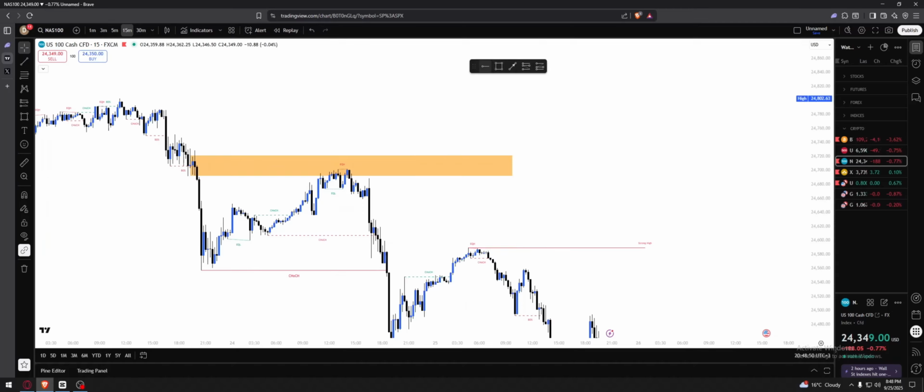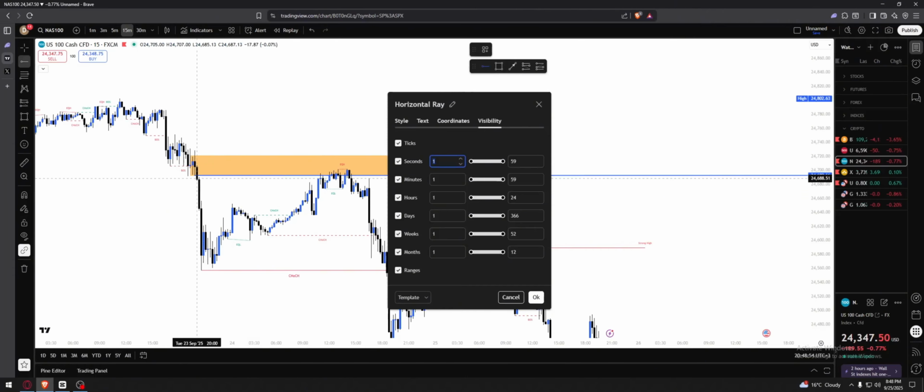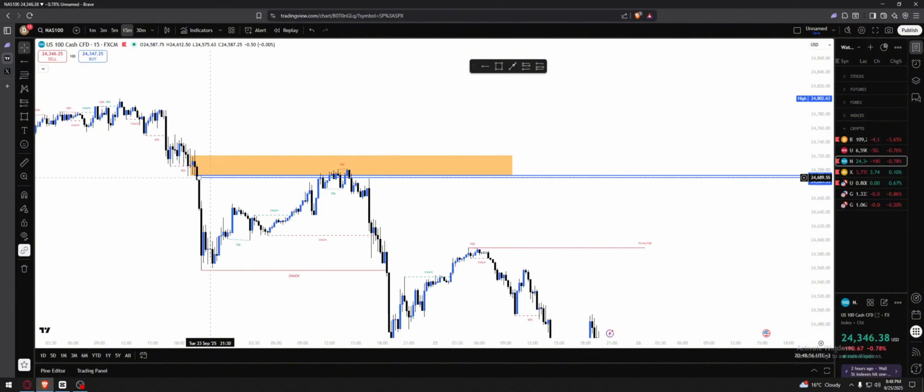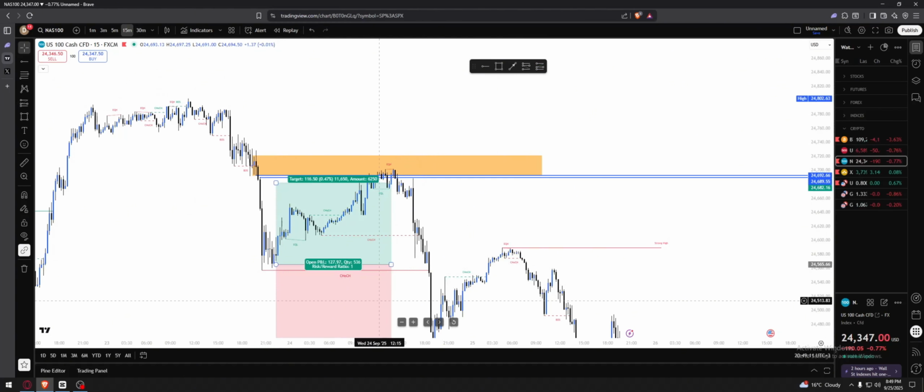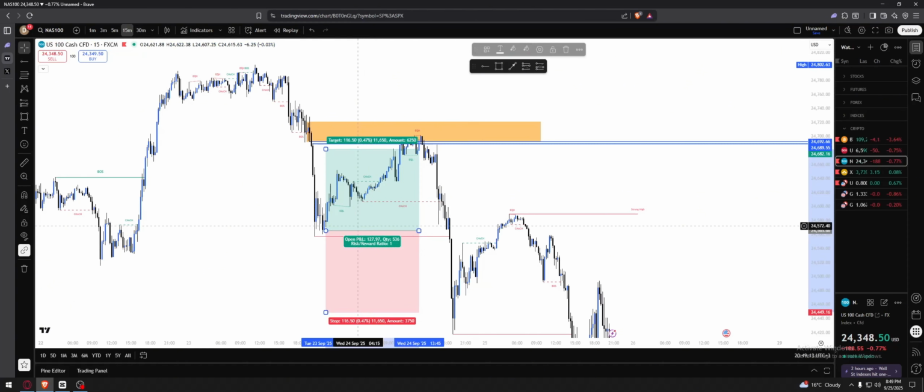Here we have a gap. I'm going to mark the gap from this to this. It's a very small gap, but it is. So that's our gap. This is our zone. We wait for the price to come back and sell again. We are not going to buy here. That's the dumbest thing ever you can do.